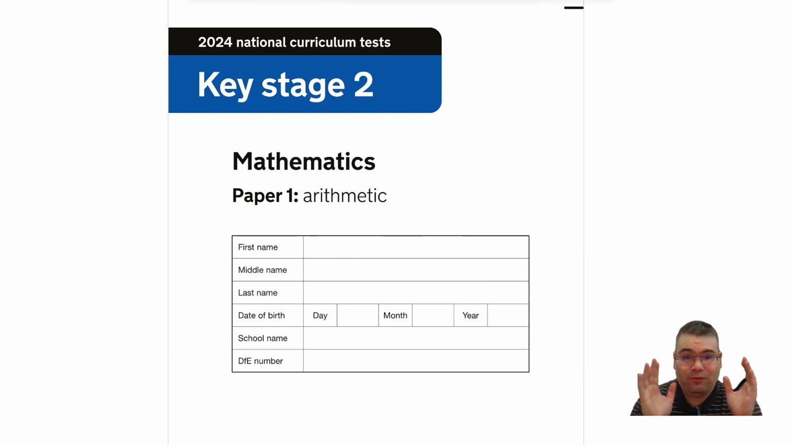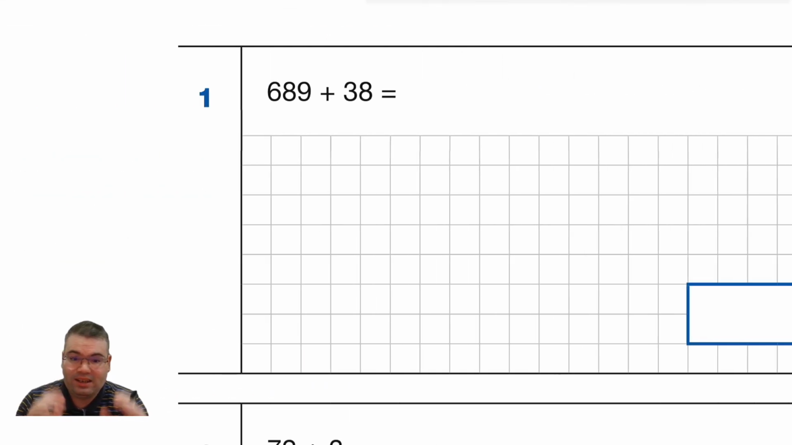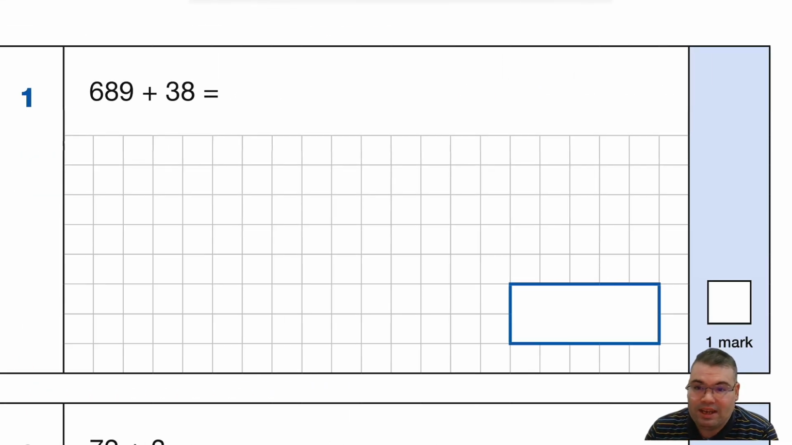Hi friends, so today we will walk through the KS2 SATs Mathematics paper 1, that is arithmetic. This is the official paper of 2024. So let's start. This is the first question, 689 plus 38.